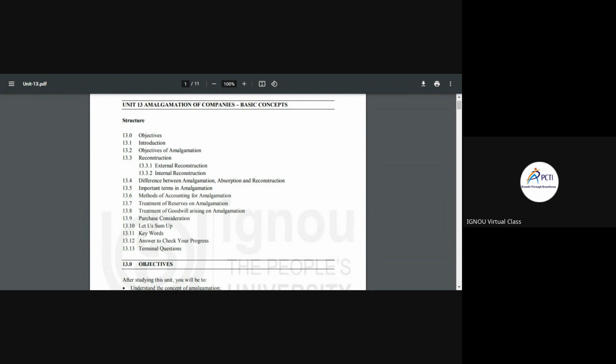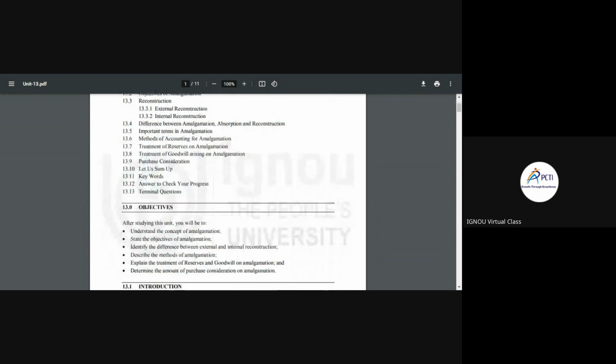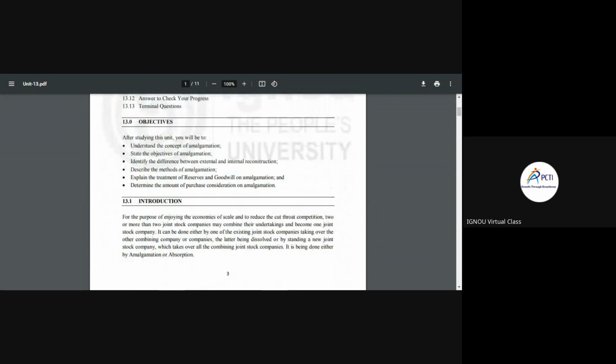We will analyze the methods of accounting for amalgamation, treatment of reserve on amalgamation, treatment of goodwill arising on amalgamation, and then what is purchase consideration. So, in the objective, first of all, we need to understand the concept of amalgamation, state the objectives of amalgamation, then identify the difference between external and internal reconstruction. Then we need to describe the methods of amalgamation, explain the treatment of reserve and goodwill on amalgamation, and determine the amount of purchase consideration on amalgamation.